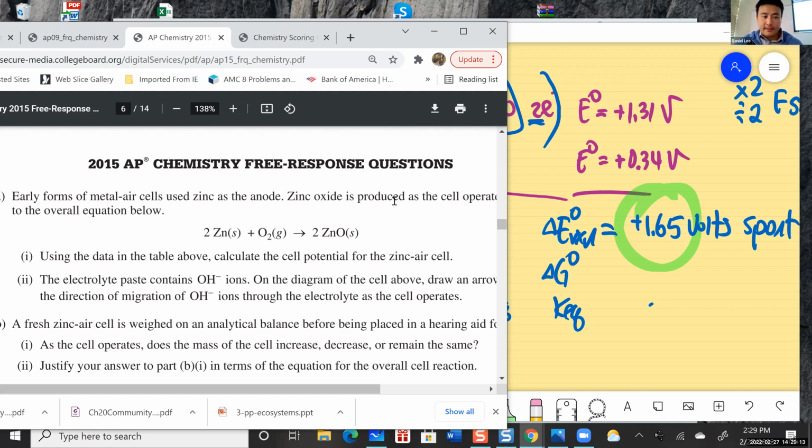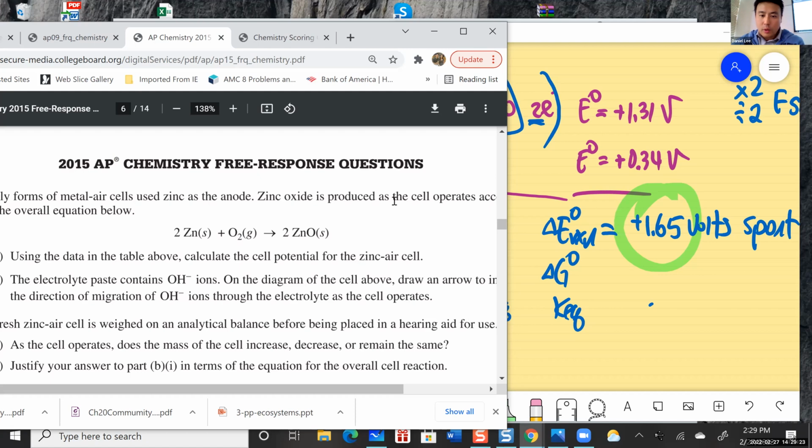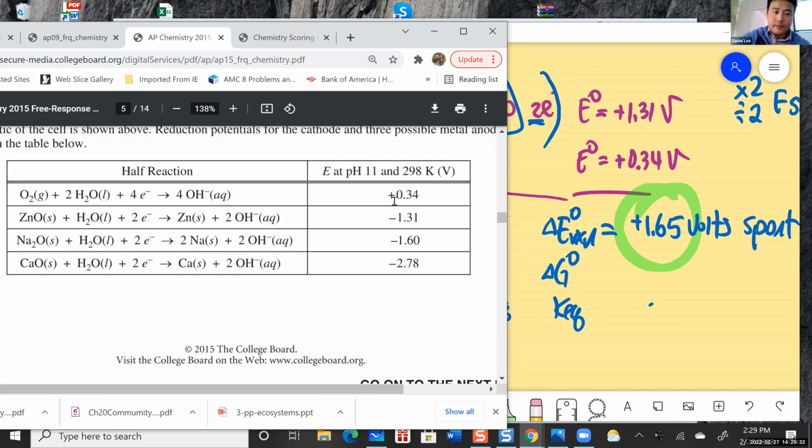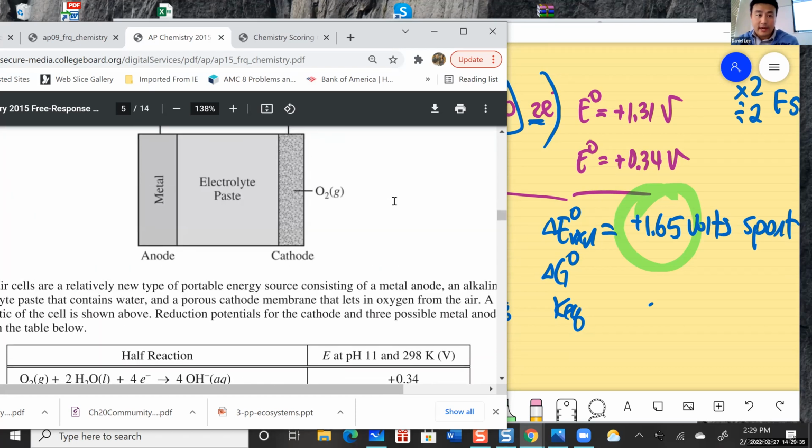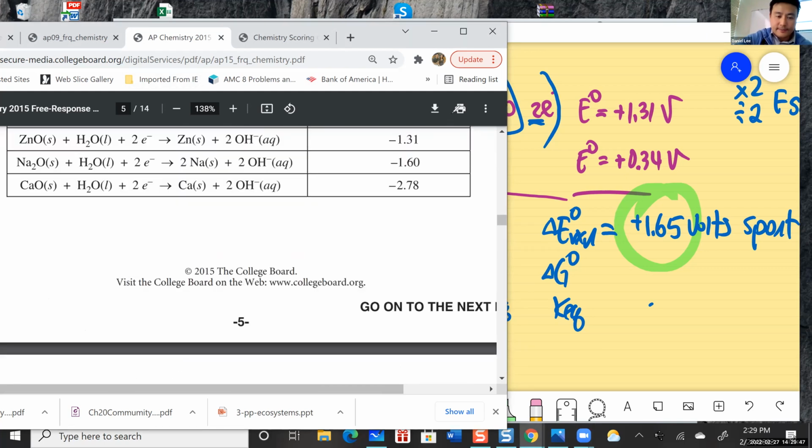And then number 2, the electrolyte paste contains hydroxide. That's an anion. It's going to flow to the anode. The electrolyte paste is the salt bridge. Draw an arrow in the direction of the migrating OH minuses as the cell operates. So you just have to draw hydroxide going to the left. That's it. So your answer is just a drawing, OH minus, anion go to anode. Now you get the point. So that's the answer. Okay, so 1 and 2, we're done.